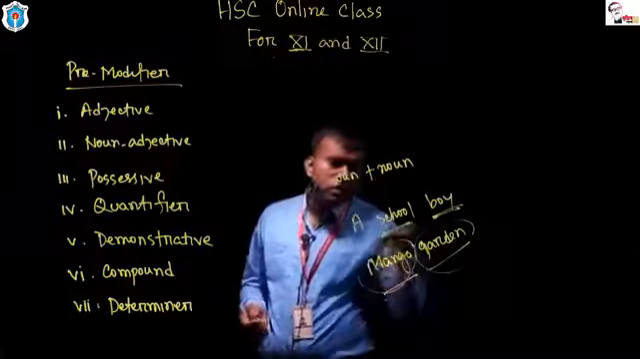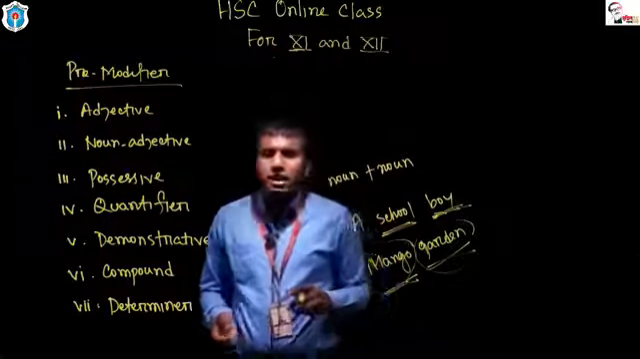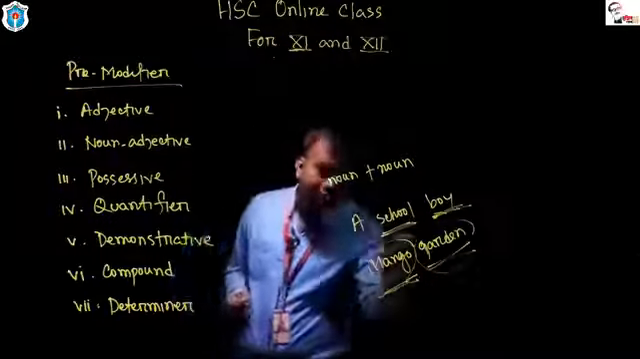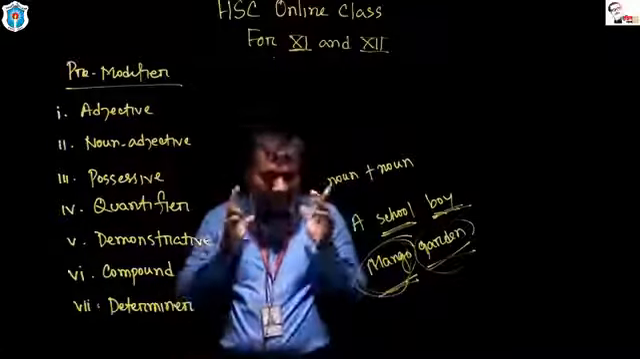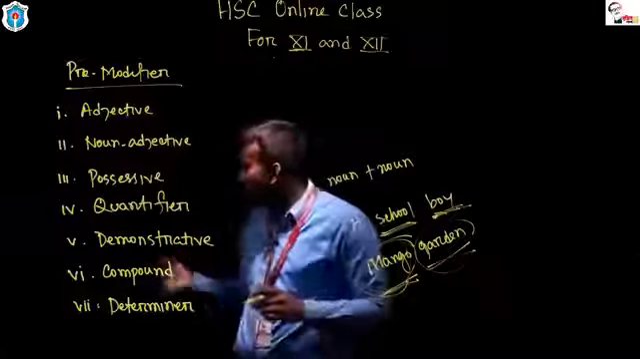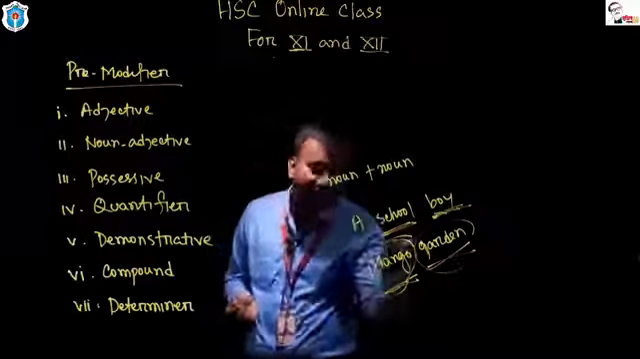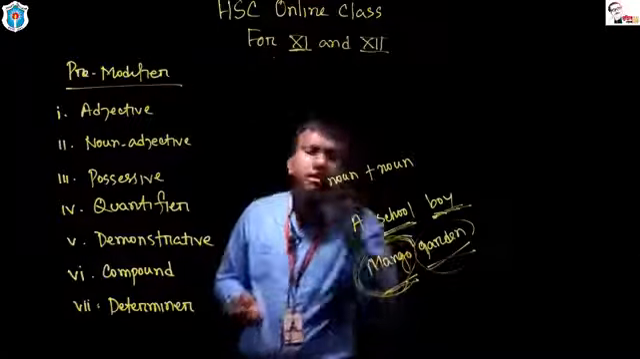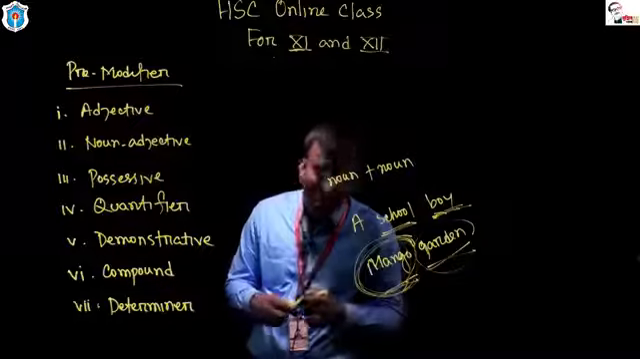Okay, if you get two nouns, just use one after another. The first noun actually works as noun adjective. In Bengali, it's noun visheshan. This noun actually becomes adjective, and this noun is called noun adjective. Okay. Now I'm going to give you an example.